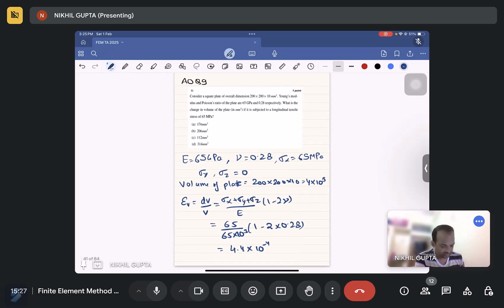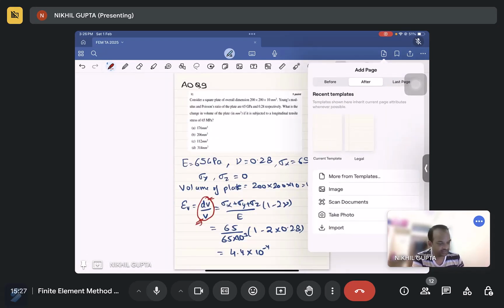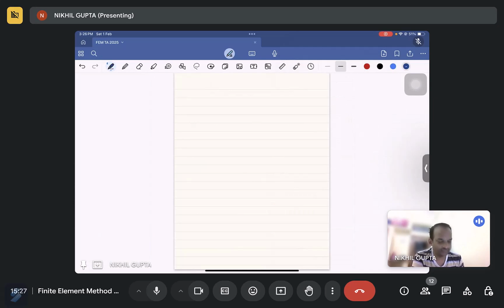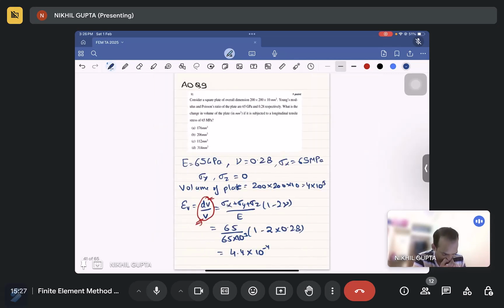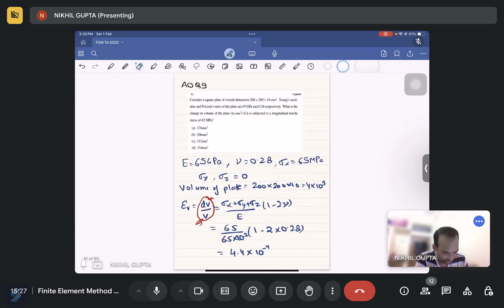Since we have to calculate the change in volume dV, and we know the value of V, we can directly calculate it. dV by V equals 4.4 into 10 to the power minus 4, so dV will be 4.4 into 10 to the power minus 4 into the volume which we have calculated as 4 into 10 to the power 5, and it will come out to be 176 mm cube. So the answer is A.